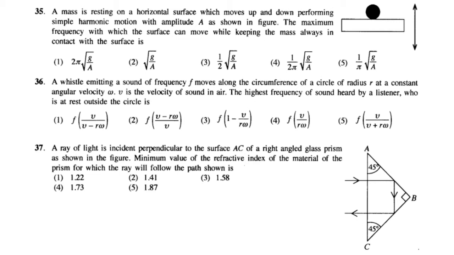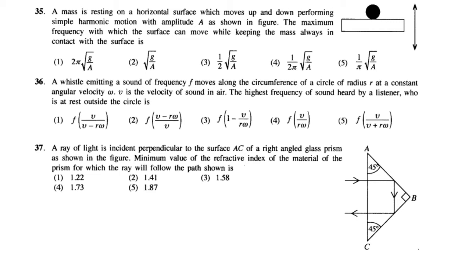When they are asking for the maximum acceleration, it is there when the displacement is maximum. That is, when the displacement is its amplitude, it gets its maximum acceleration. So maximum acceleration is omega squared capital A. We can neglect the minus sign. So acceleration is equal to omega squared capital A.